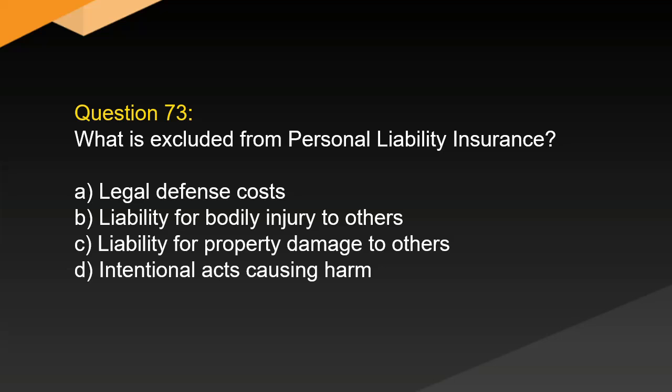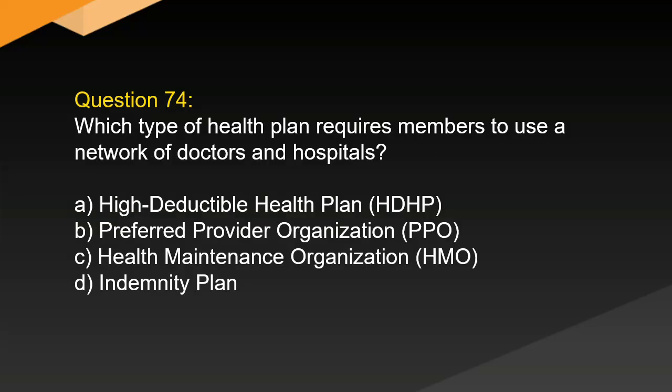Question 73. What is excluded from personal liability insurance? A. Legal defense costs. B. Liability for bodily injury to others. C. Liability for property damage to others. D. Intentional acts causing harm.